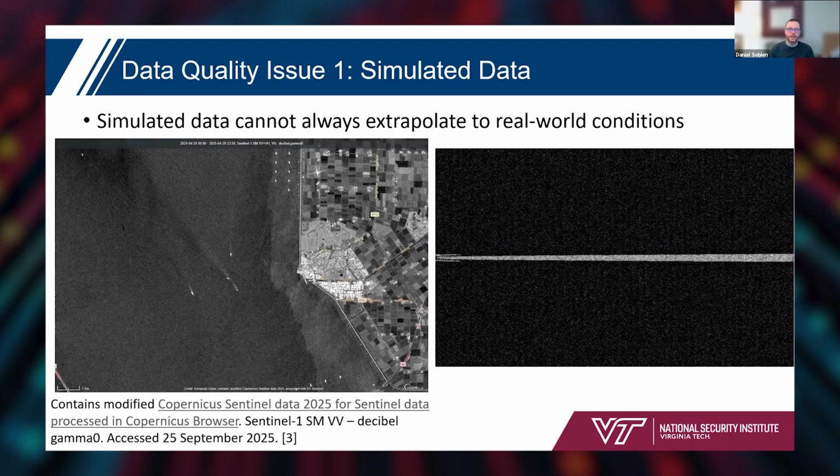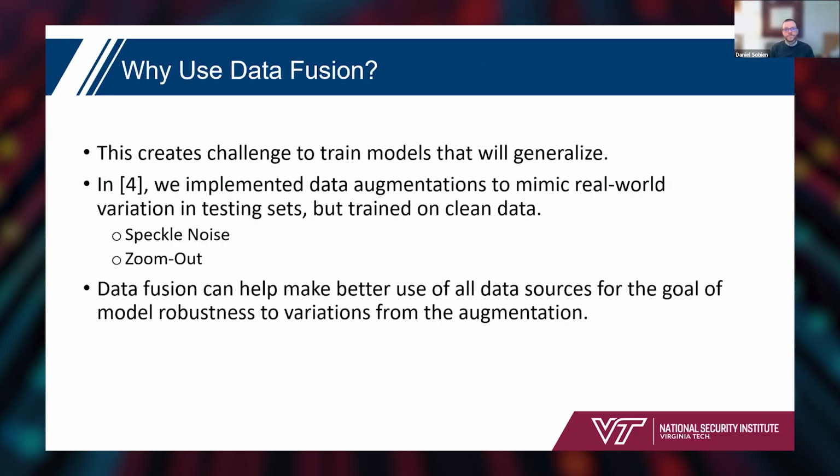This has been more of a proof of concept, but we've also been using data augmentations to add some of this variation and deal with these issues. So the big issue is how do we train a model that's going to generalize to some of those real world conditions? What we've done in past work is use data augmentations to mimic sets of real world conditions. There are two I want to focus on today. The first is speckle noise, and the other is zooming out, so changing the size of the wake within the image. And then the idea is that we would implement data fusion.